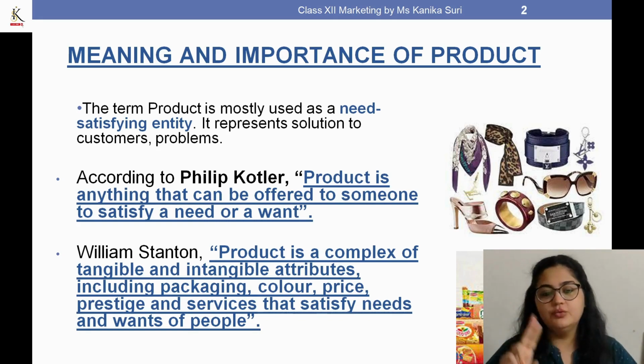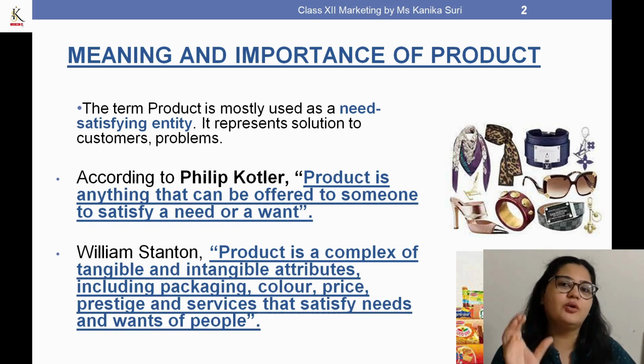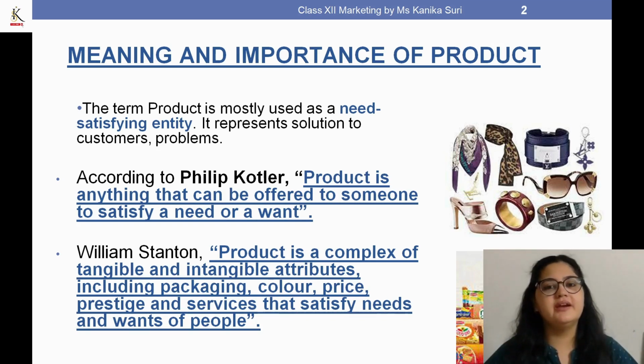So I have also used quotes, so you can also use them the same way. Whenever you are using somebody's quotes, because this has been said by a particular author, you always have to use quotation marks while you are using their definition, right?